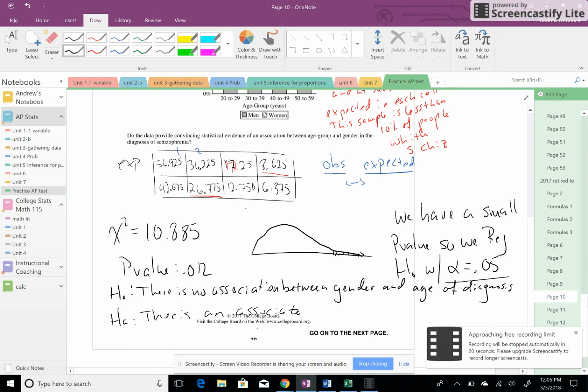I'm going to run out of time in just a second, so I'm just going to verbally say it. We have a small p-value, which was right above 1%, so we reject the null hypothesis at alpha 0.05. You should also write that there is an association between gender and age of diagnosis for schizophrenia.